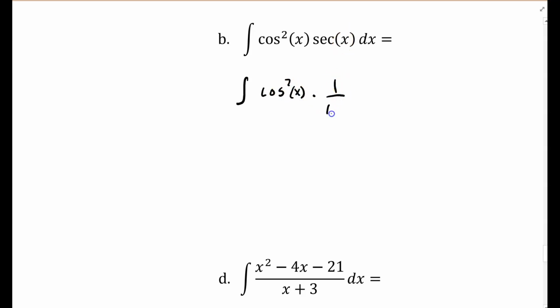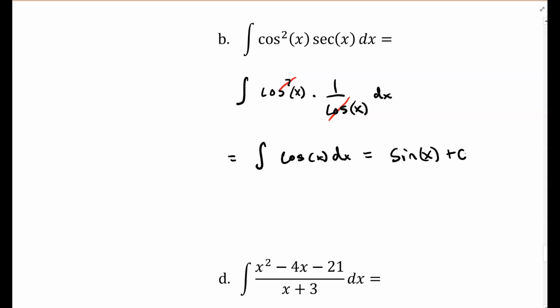Secant, I'm just going to rewrite it. Whenever you're working with trig, if all else fails, just rewrite everything in terms of sine and cosine. That generally makes our life so much easier. So here, the reciprocal of secant is cosine, that's 1 over cosine dx. And lo and behold, I have two cosines. Isn't that cosine times cosine? So this cosine cancels with one of these cosines. Now I just have the integral of cosine of x with respect to x, which we know is sine of x plus c. Not too bad.